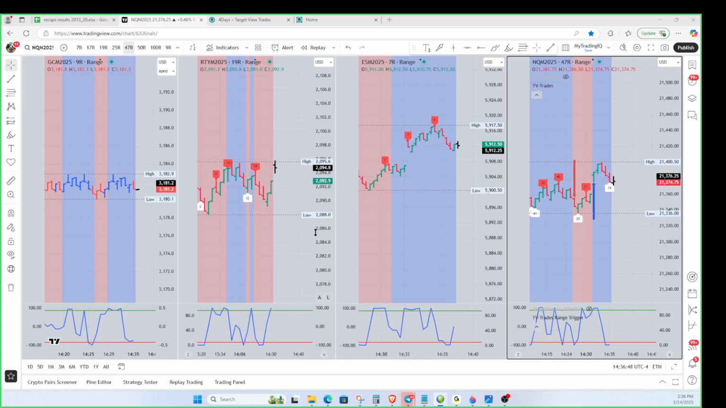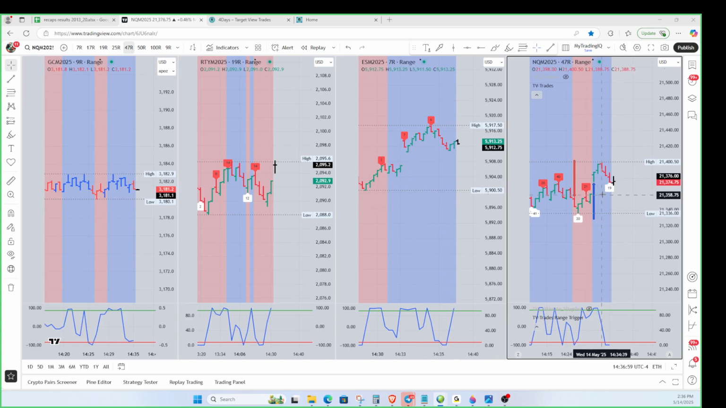We have to fill this gap. Both of these need to fill this gap right here. It's giving me pause about taking the trades. I mean, there is a trade right here, where it came out of the oversold right there. If it comes out of the oversold here on the NQ, that would be a valid trade as well.